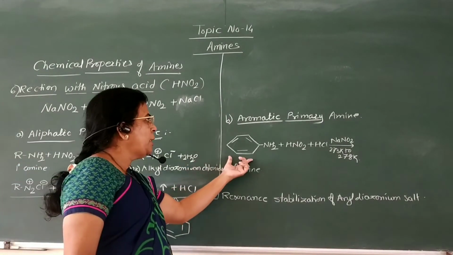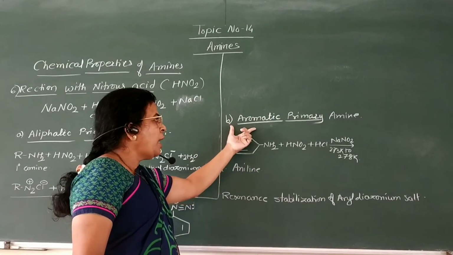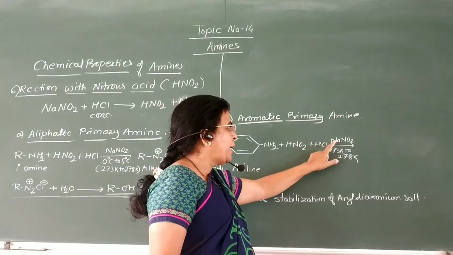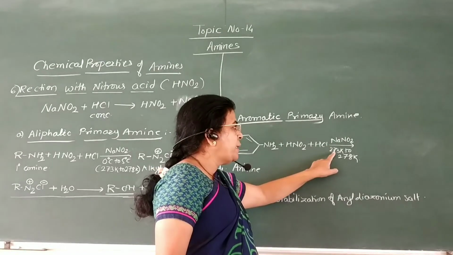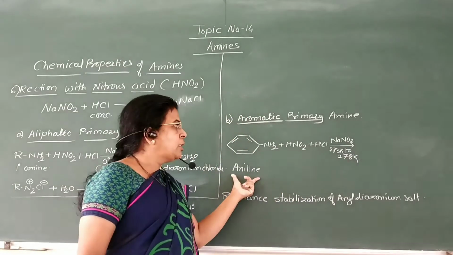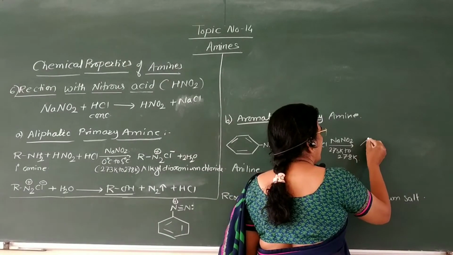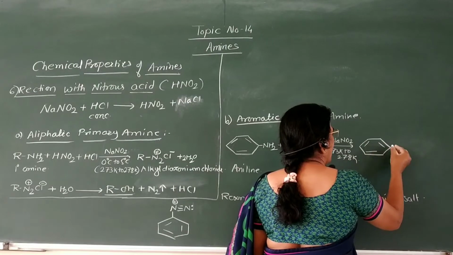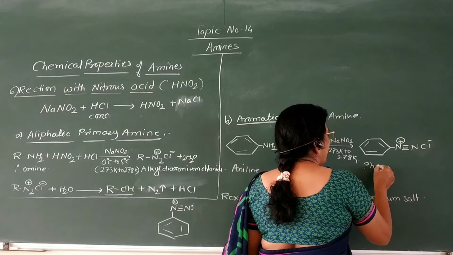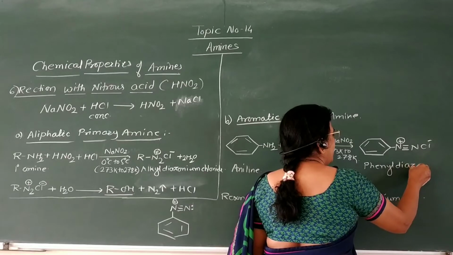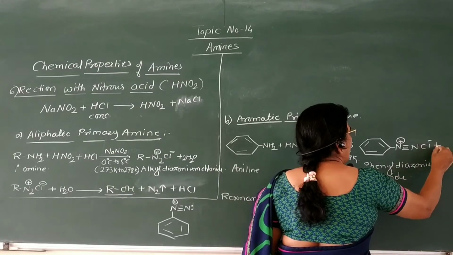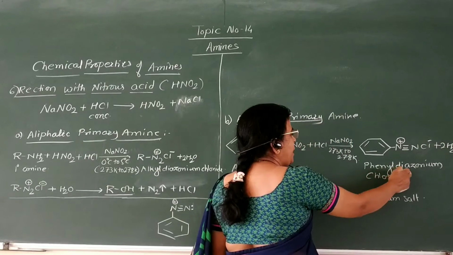Next reaction we are going to see, that is aromatic primary amine. When aromatic primary amine undergoes reaction with nitrous acid in presence of this sodium nitrite and concentrated HCl at 273 Kelvin to 278 Kelvin, then here this aniline undergoes diazotization reaction to give phenyl diazonium chloride plus 2H2O. This is phenyl diazonium chloride.